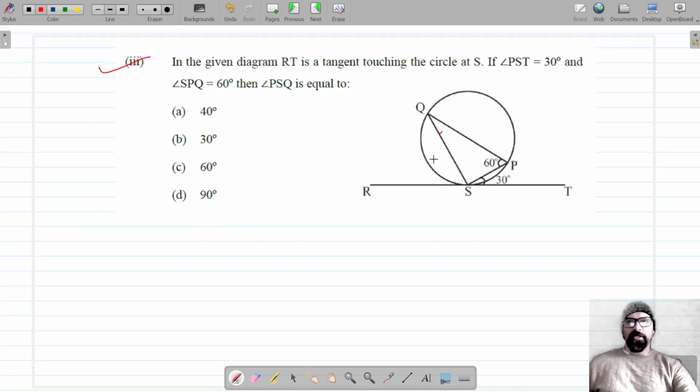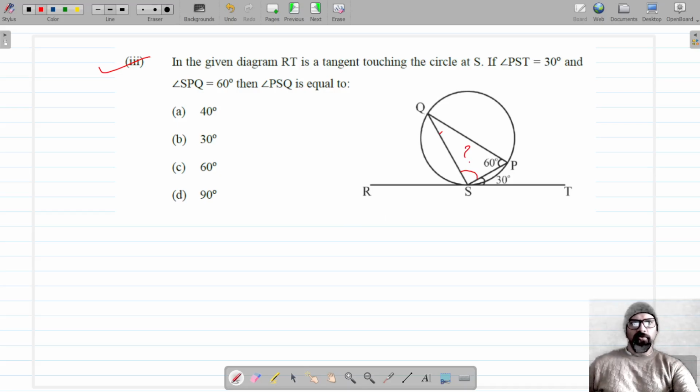Okay, in the given diagram, RT is a tangent touching the circle at S, and it's given that angle PST is 30 degrees and angle SPQ is 60 degrees. Then we have to find angle PSQ. So we have to find the value of this angle.